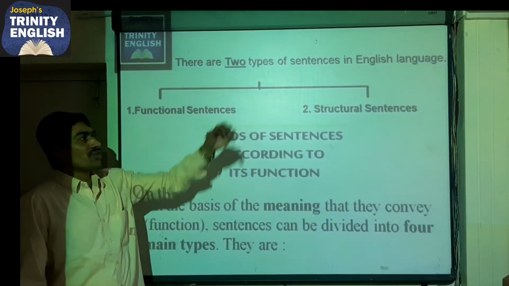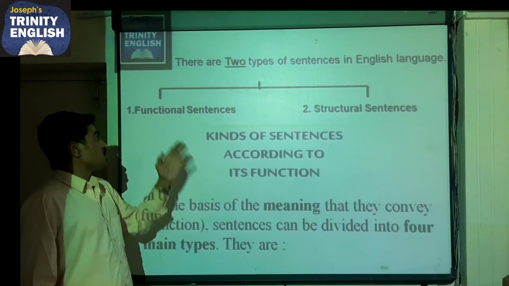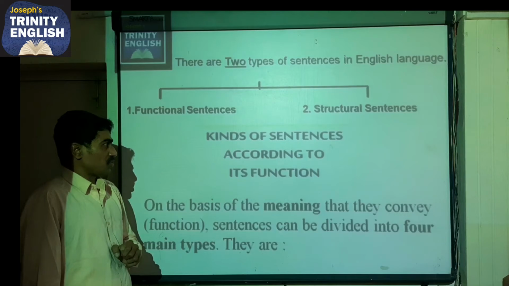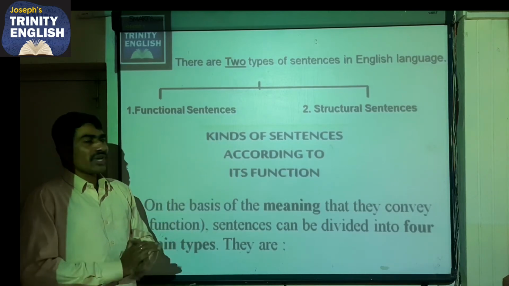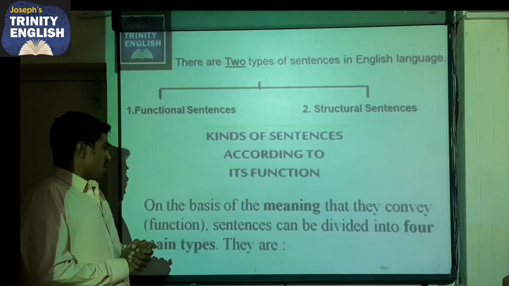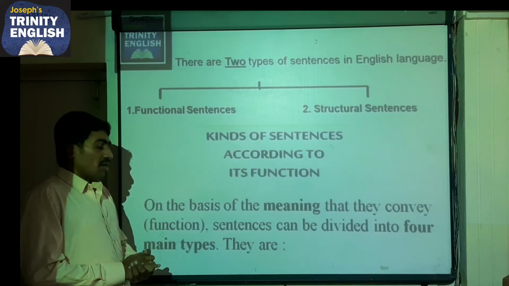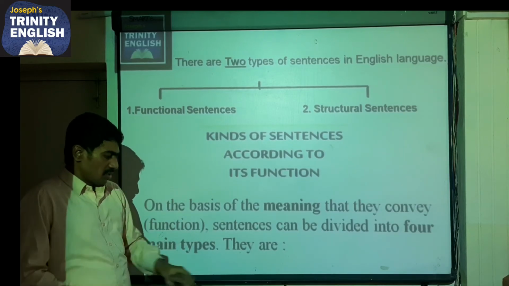So we have two kinds of sentences, as I said. The first one is functional sentences and the second one is structural sentences. Kinds of sentences according to their function: there are four types of sentences based on the meaning or function.